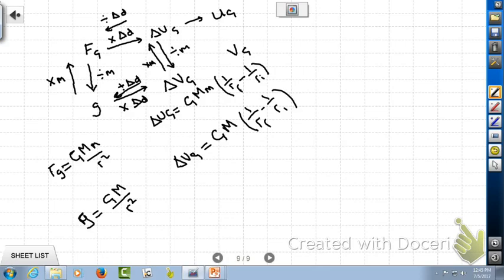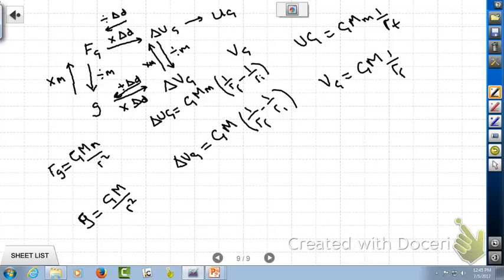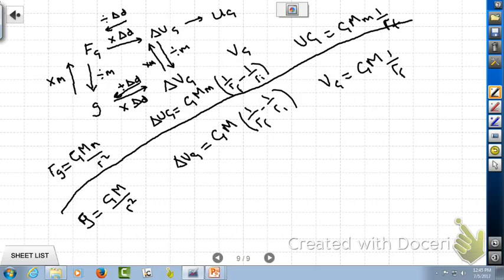And I can tell you that UG is equal to big G, big M, little m, 1 over R final, or 1 over R if you like. And VG is equal to big G, big M, 1 over R final. There's my 6 equations. And the way I'm able to write them down so easily is I can see the pattern. And the pattern is big M, little m, big M, little m, big M, little m. Only big M, only big M, only big M.